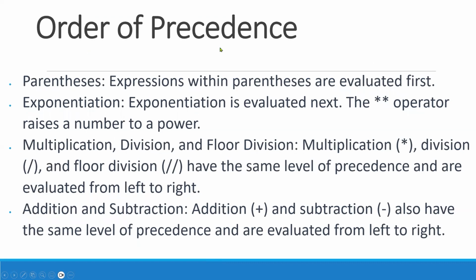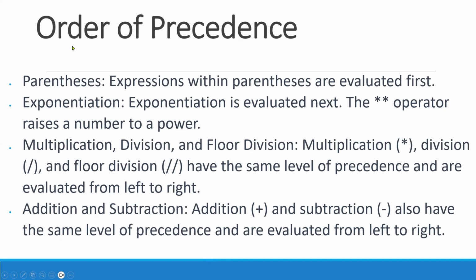Now, there is an order of precedence in all these calculations. Parentheses: expressions within the parentheses are evaluated first. Exponentiation is evaluated next. The double asterisk operator raises a number to a power. The third level of precedence is multiplication, division, and floor division. These have the same level of precedence and are evaluated from left to right. The last is addition and subtraction, which also have the same level of precedence and are evaluated from left to right.